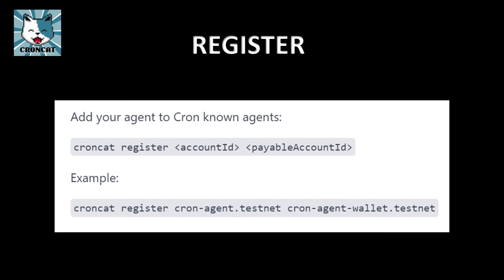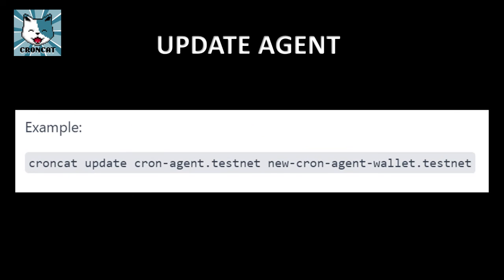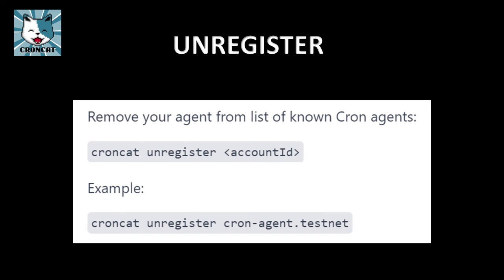In order to run Cron tasks and receive rewards, you need to register your server as a participant in the Cron service by submitting your server wallet account ID and reward account ID, as shown here. If you need to change your Cron agent account or the rewards account, run the following. At any time you may choose to unregister your Cron agent and stop it from running any further Cron tasks.